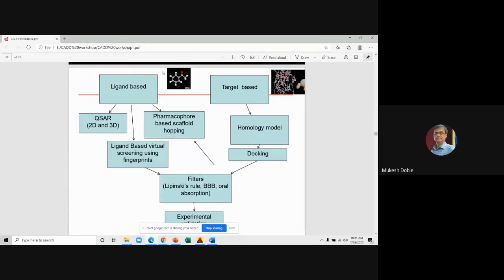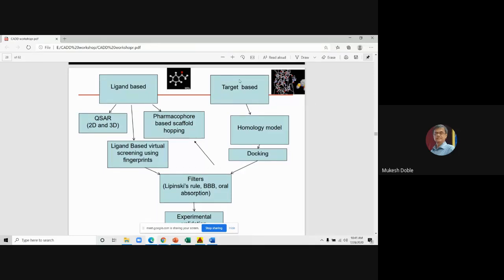Okay. So in the ligand-based design, there are several different approaches. One is called QSAR, quantitative structure activity relationship. The other one is called pharmacophore-based design. The third one is called fingerprint-based design. So today we are going to talk about pharmacophore-based design, and tomorrow we will talk about the quantitative structure activity-based design for the ligands. Then the last day, we will talk about target-based design.